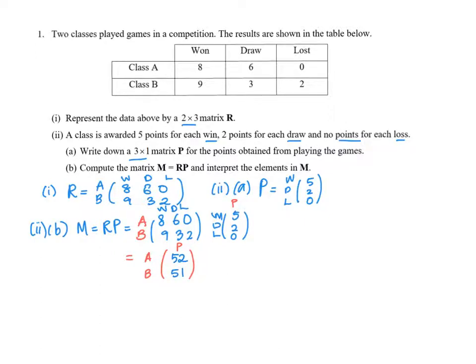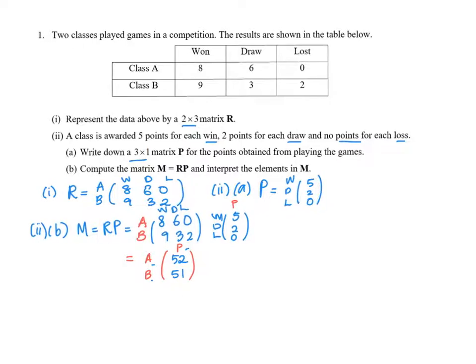And interpret the elements in M. What do the elements represent? So we need to mention the rows. The rows in this case are class A, class B, and the column is talking about the points. So in this case, it represents the total points earned by class A and class B respectively.